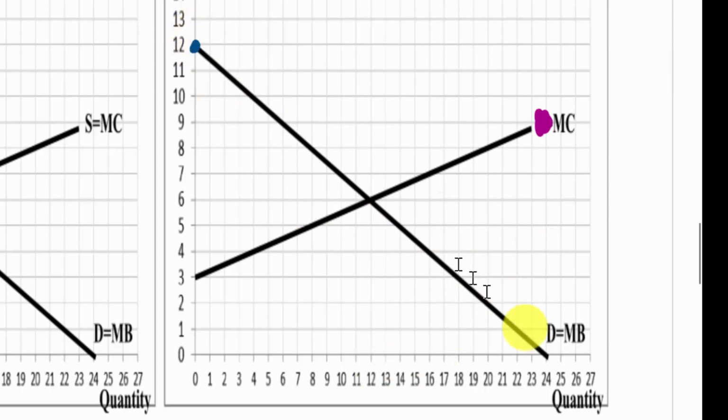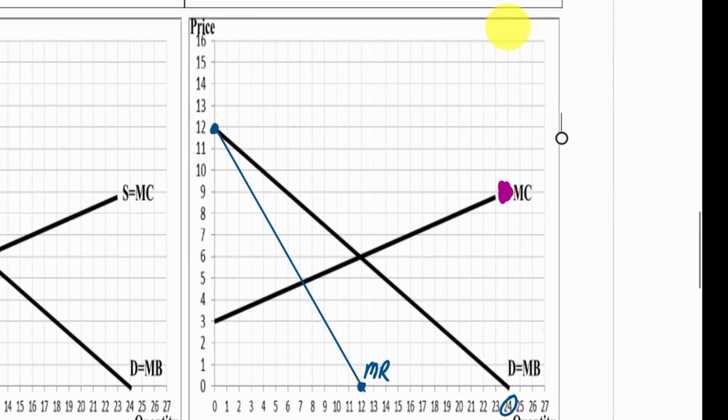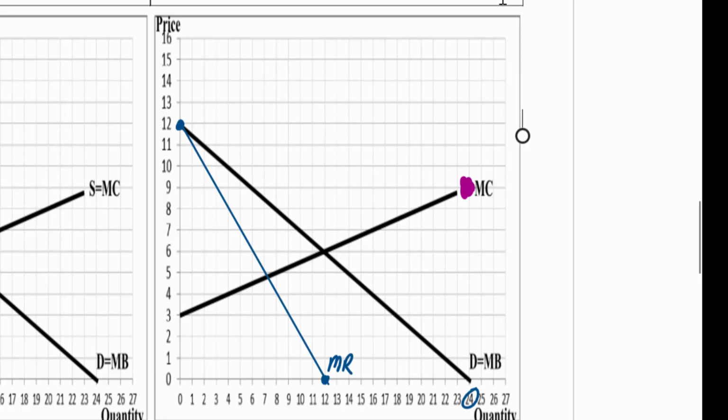All right, well, look at this demand curve. It intersects the quantity axis at 24. A line that's twice as steep is going to hit the quantity axis where? Twice as fast. Instead of at 24, it's going to hit the x-axis at 12. And then we just connect those two with a straight line. Marginal revenue.